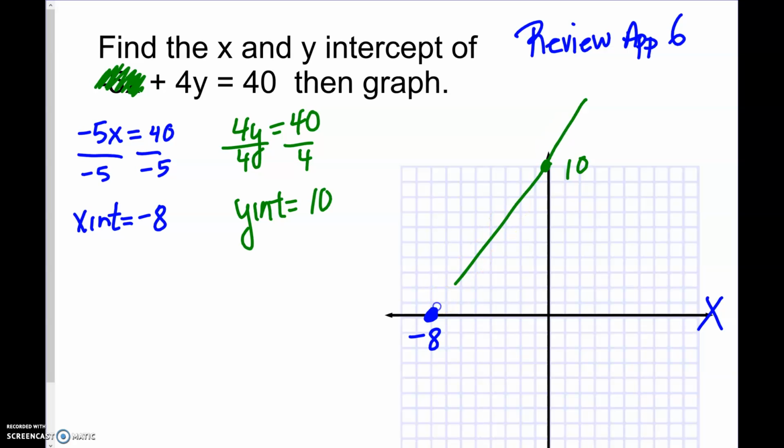Make sure you put arrows on the end of all of your lines on the test. All right, so we have your x-intercept at negative 8 and your y-intercept at 10.